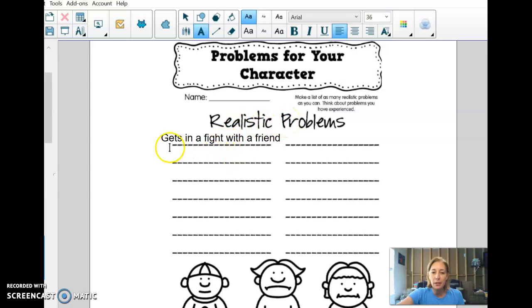So I wrote one down. Maybe she gets in a fight with a friend. That's a problem. So I want you to think of some problems that your character might get into. And you're going to make a list. Now you don't have this paper, but you can just make a list on the next page in your notebook.